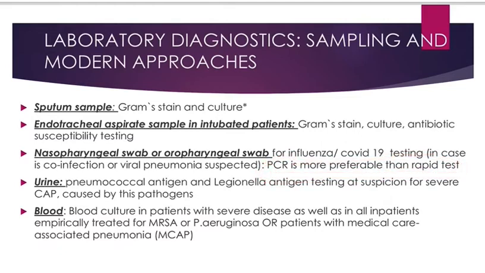And we can also do urine tests, where pneumococcal antigen and Legionella antigen testing is done at suspicion of severe community-acquired pneumonia caused by these pathogens. Blood culture is done in patients with severe disease, as well as inpatients empirically treated for MRSA or Pseudomonas aeruginosa, or patients with medical care-associated pneumonia.